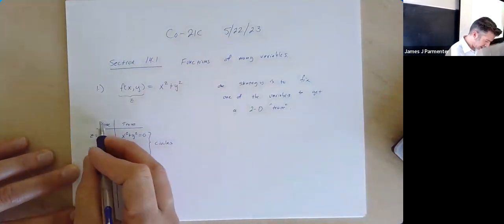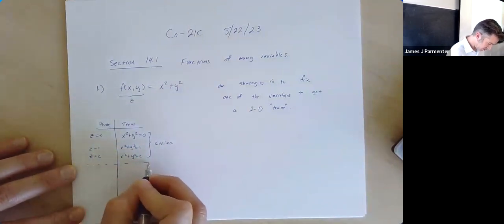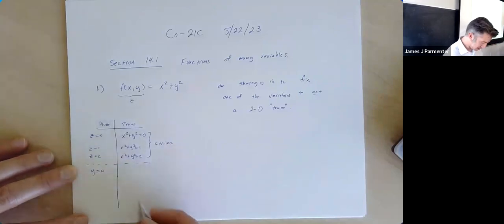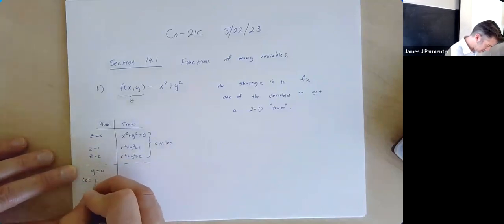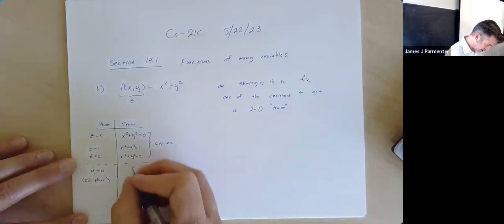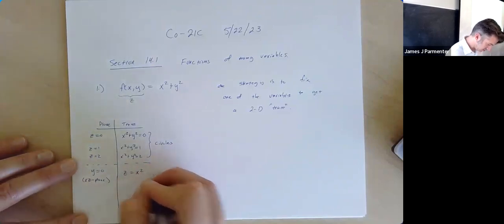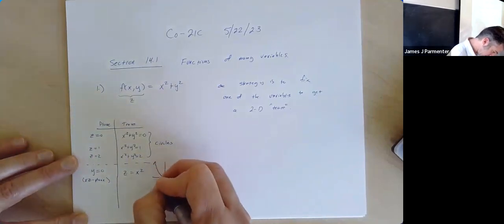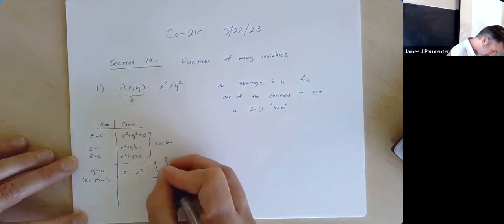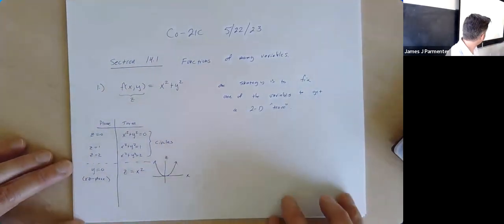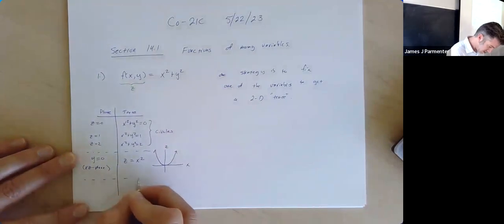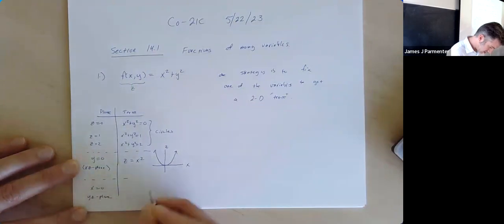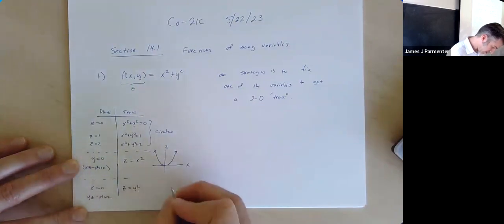Let's look at some other planes. If we set y equal to 0, we're in the xz plane, and we're going to get z equal to x squared, which we know what that looks like. It's a parabola opening upwards. Very similarly, if we set x equal to 0, which is the yz plane, we get z equal to y squared, which looks essentially the same.